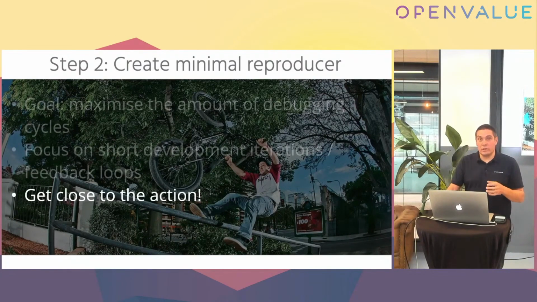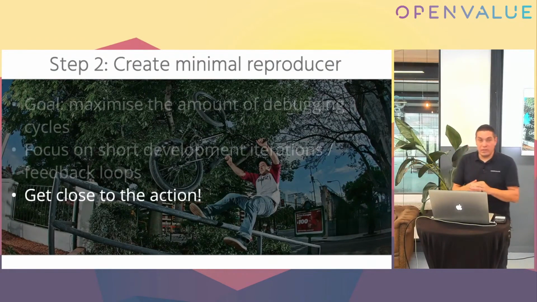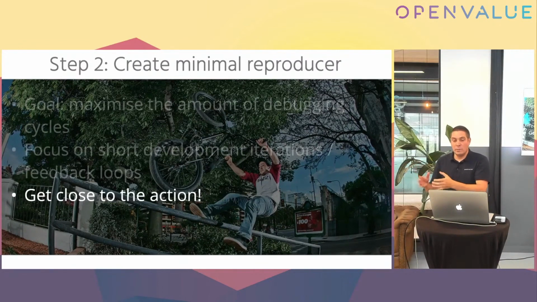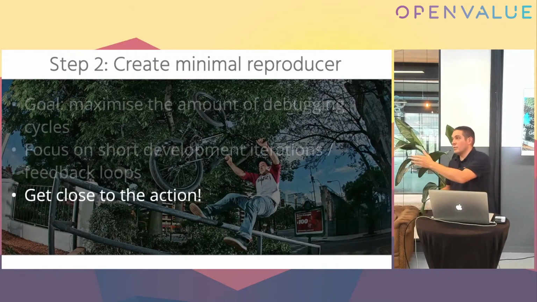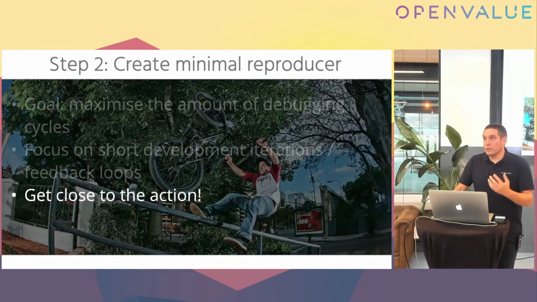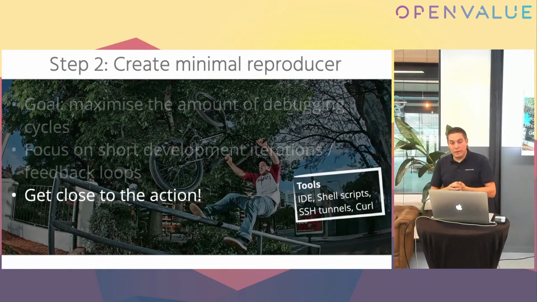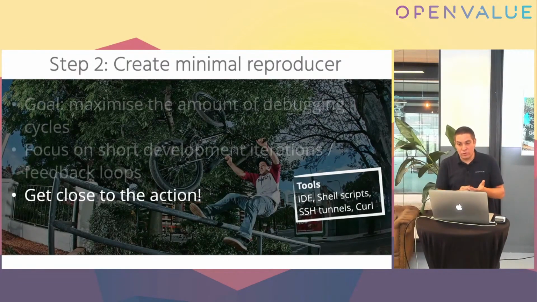Try to get close to the action. So if the problem is happening on a test server in a cloud environment somewhere, and this machine cannot reach another machine, then it makes sense to try to log in to this cloud machine, or at least go to another machine that's in the same network. Because if you try it from your development machine, there's a whole different route to the target machine, and there might not be firewalls or proxies in between. So try to get as close to the source of the problem as possible. Tools you use here are an IDE, shell scripts, maybe simple Java applications, SSH tunnels, or curl.